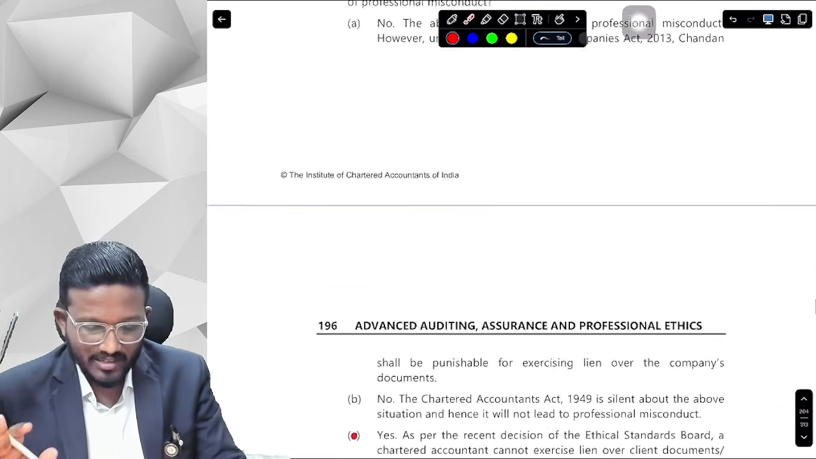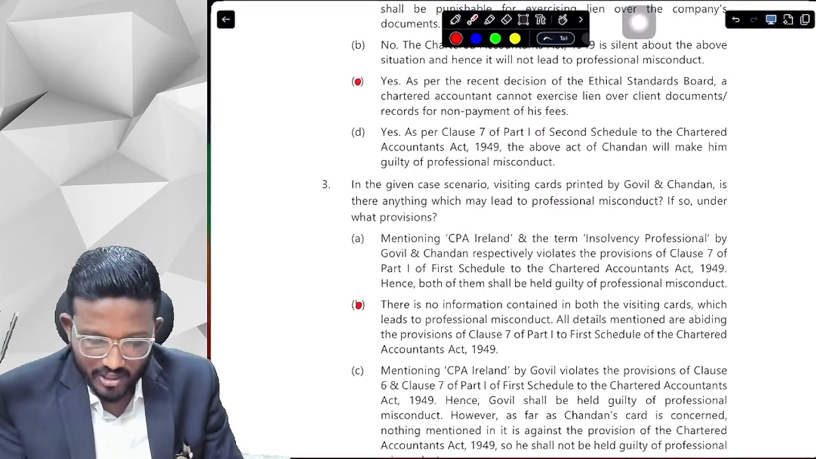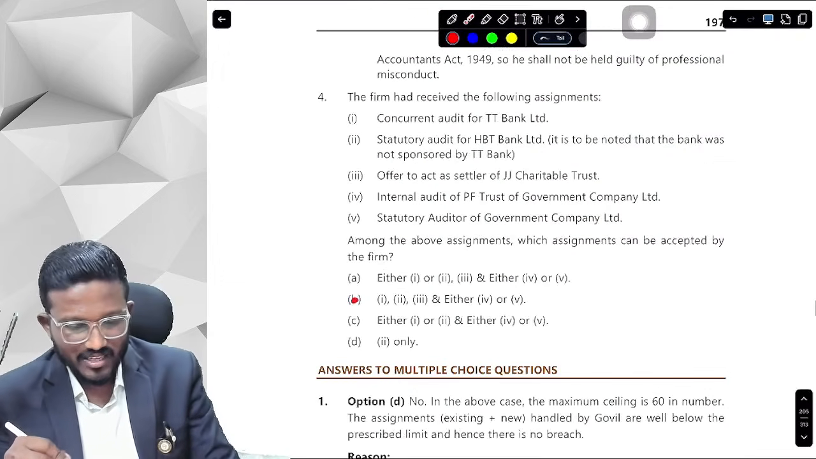There is no discrepancy over here. So here we will say there is no information contained in both the visiting cards which leads to any professional misconduct. All the details that are mentioned are as per clause 7 part 1 of the first schedule. Okay, yes sir. Next is what, sir?